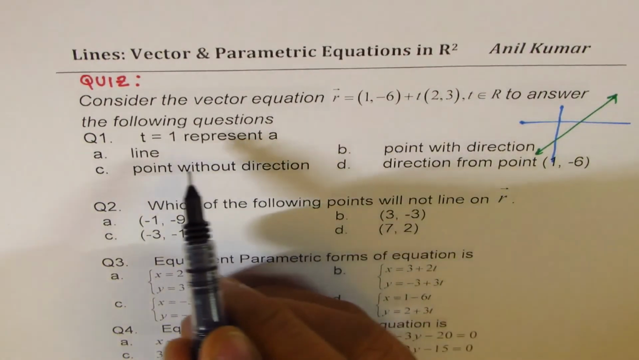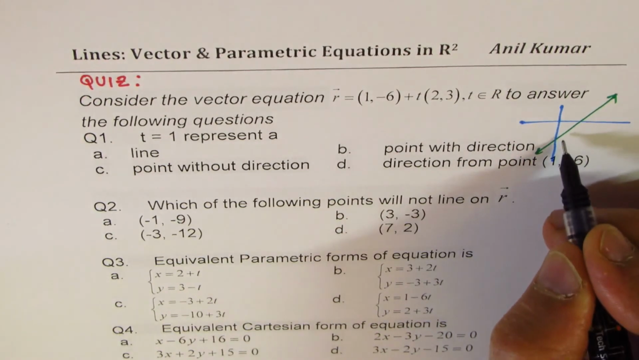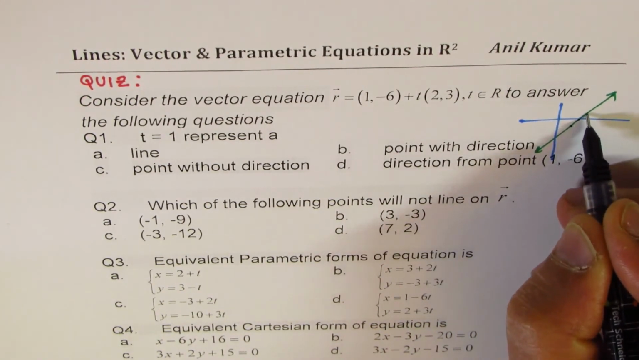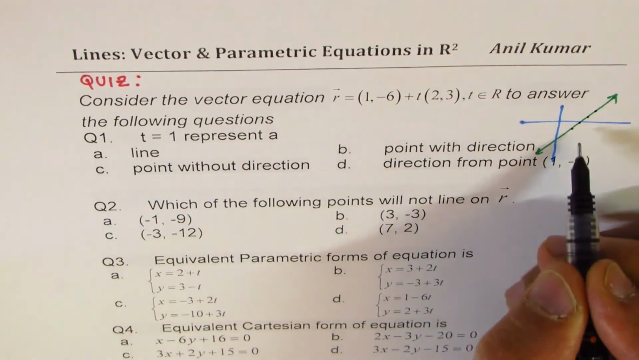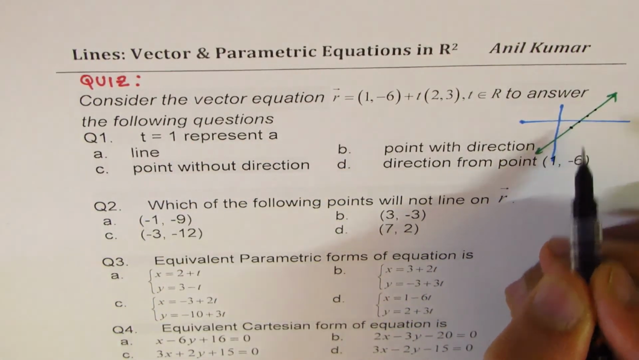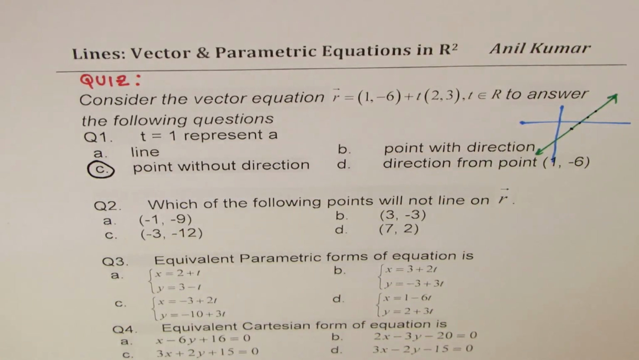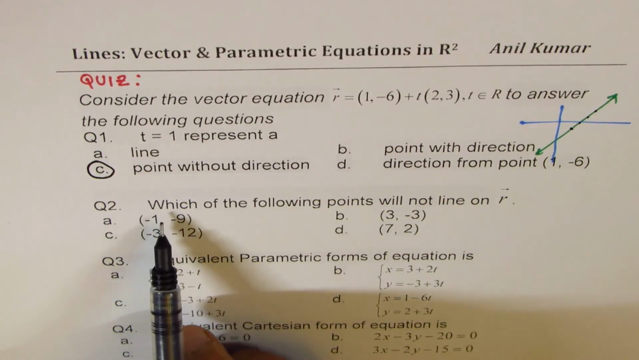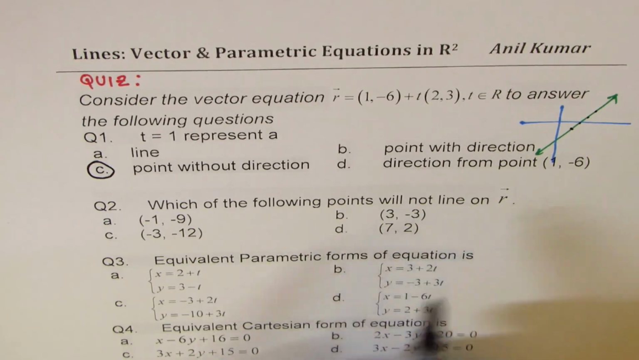When we substitute different values of t, which belongs to real numbers, we get points on this particular line. So for t equals 1, it's a point on a line, right? So just a point on a line, it does not give you any direction. Question 2: which of the following points will not lie on this line?